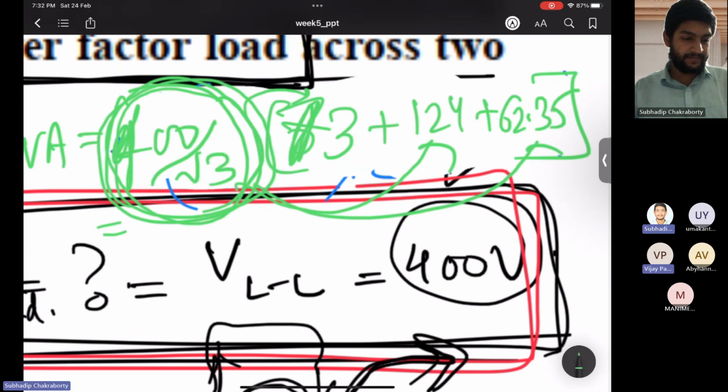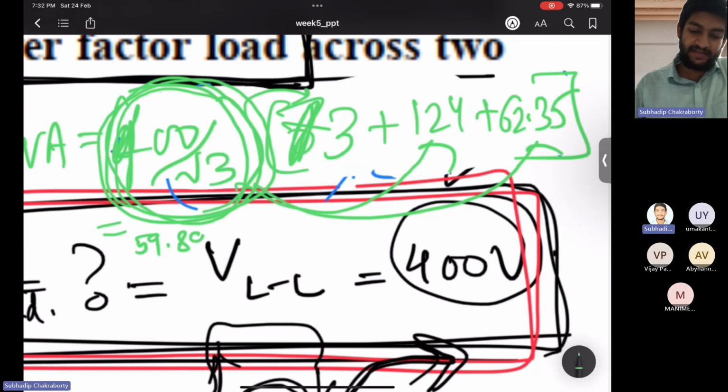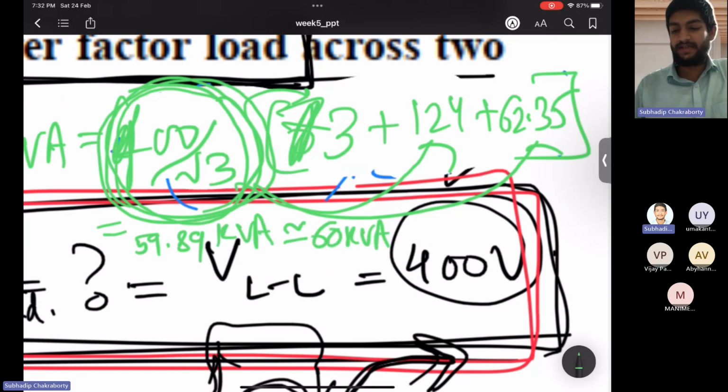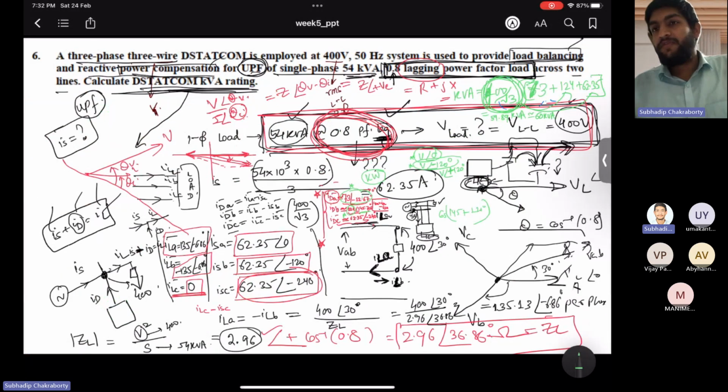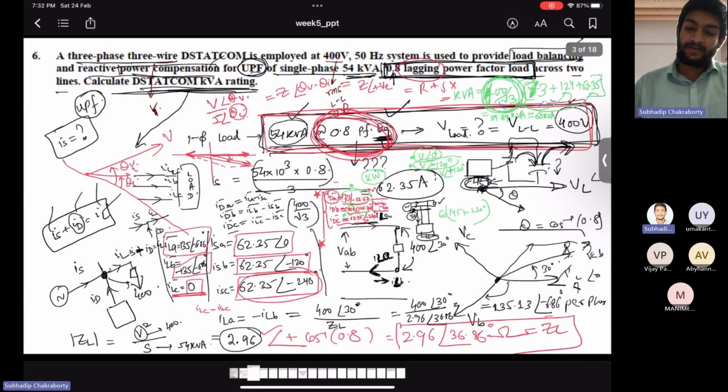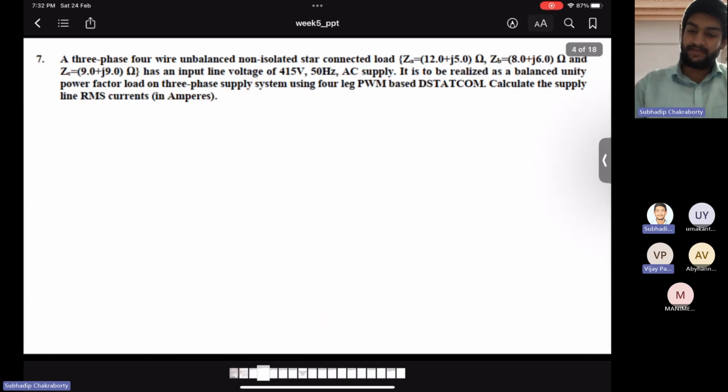Approximately 60 kVA. Just let me calculate. Yes, correct. Around 60 kVA, 59.89 kVA. Yes, sir, approximately 60. Correct, so this is the answer. This problem gave you a full-fledged idea of how you can calculate the DSTATCOM currents, what the approach is, and after that you can calculate the KVA rating.